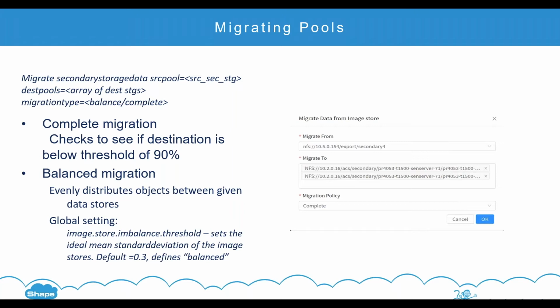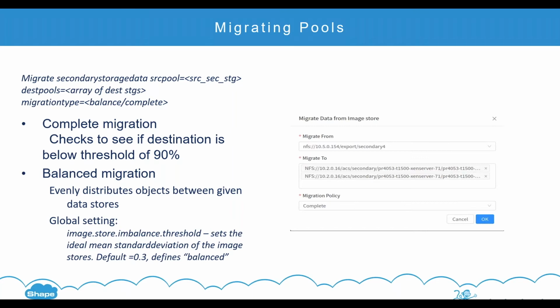Balanced migration is a much more nuanced thing. And this is a process you can run to take your existing data stores and automatically balance out across them. So let's say, again, you've got stores A, B, and C, but A is very, very full, let's say at 90%. B and C are right down at 20% or something like that. What we would do then is run the migrate secondary data storage command, set A as the source, B and C as the destination, and specify that we want to balance them out.